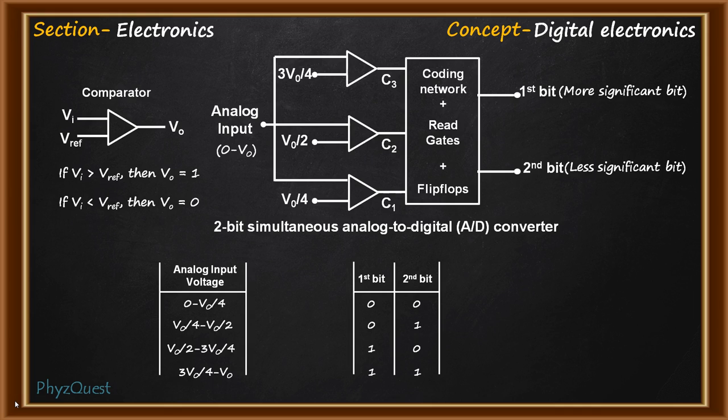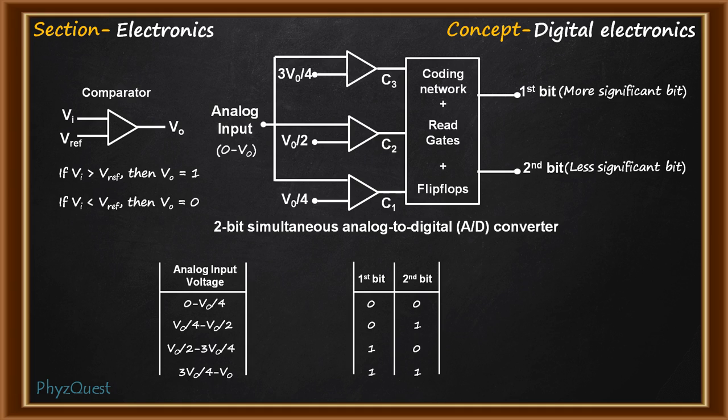So in this case, in the given circuit, each of the comparators has a reference voltage. As you can see here, these are the reference voltages of the comparators. The first has the reference voltage V0 by 4, the second has V0 by 2, and the third has 3V0 by 4. The input voltage, which is divided into 4 parts, will pass through these 3 comparators. The comparator compares each part with its reference voltage and produces the output accordingly.